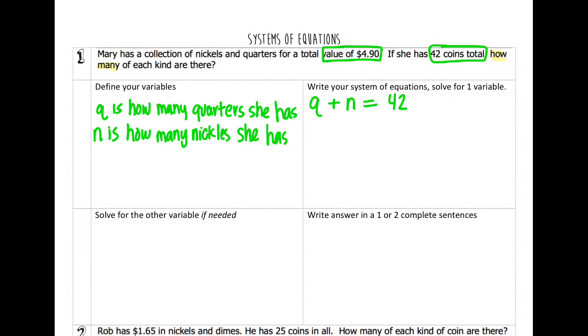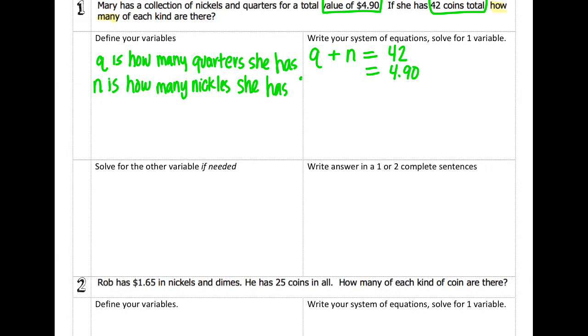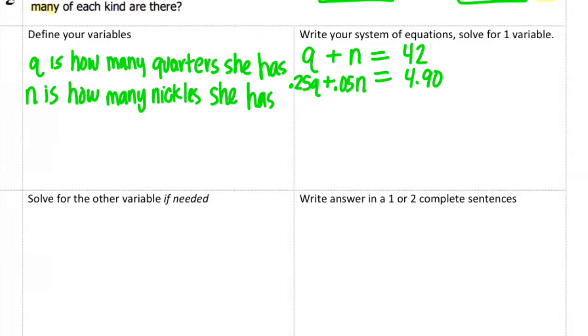Now the other part is talking about what its value is, right? Saying when we add the value of these coins, it's actually $4.90. Well, in order to add the value, I need to know the value of these coins. We should know that the value of a quarter is 25 cents. So 25 cents for every quarter I have, plus the value of a nickel is 5 cents, which is 0.05, 5 hundredths, 5 cents, times how many nickels I have. Okay, so this leads me to this part where now I can eliminate if I want to.